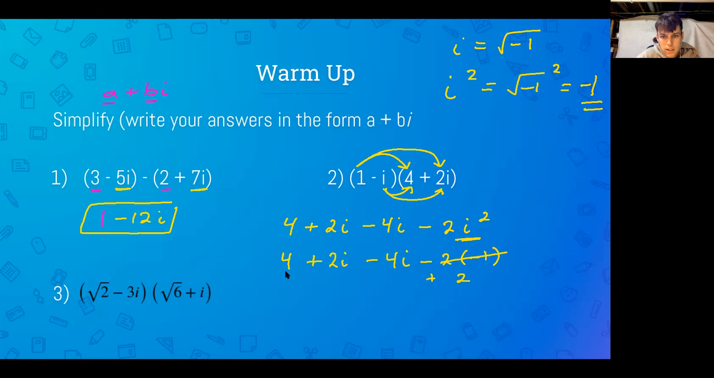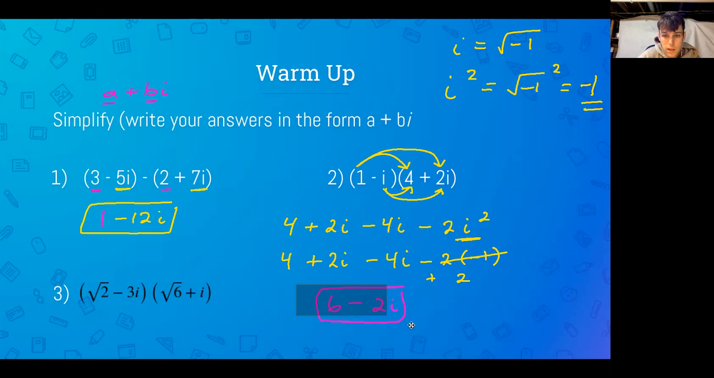All right, simplifying this, I have 4 plus 2 is 6. 2i minus 4i will be negative 2i. So there we go. That's the answer of this multiplication. Okay, and then we have another one involving some radicals. This one, I will just give fair warning, is going to be pretty messy to multiply out.